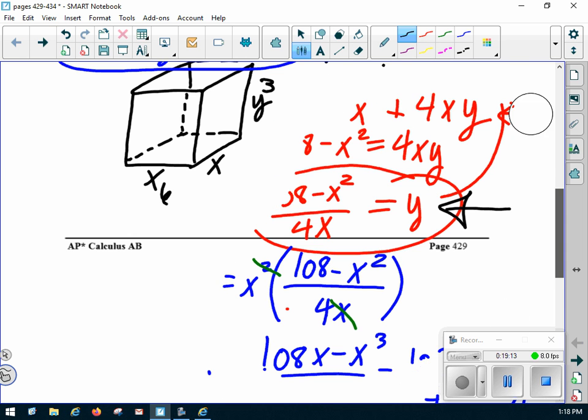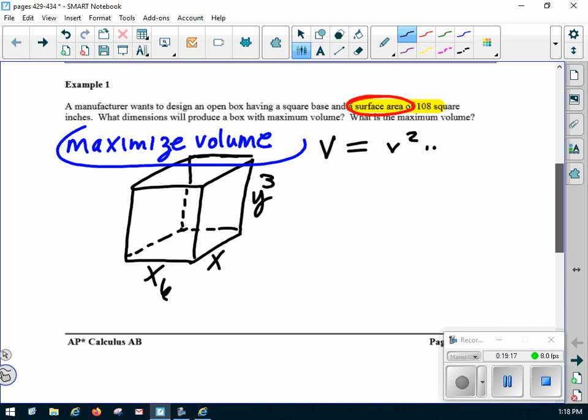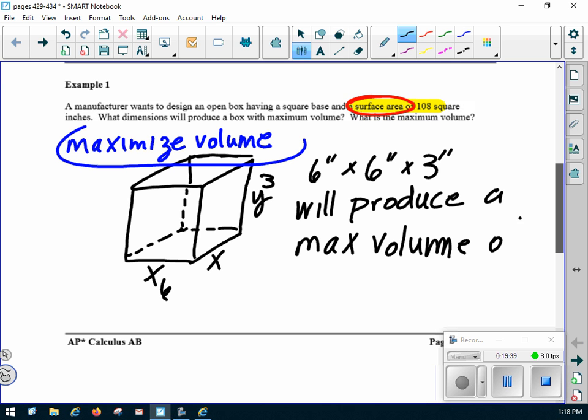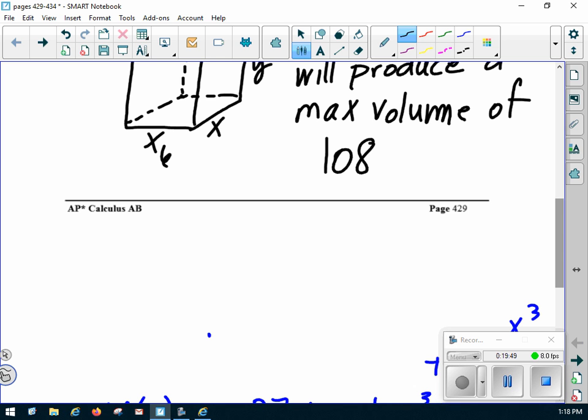I'm going to erase just because I'm tired of scrolling back and forth, but we're going to answer the questions. A 6 inch by 6 inch by 3 inch box will produce a maximum volume. And then it asks what is the maximum volume, in cubic inches. Coincidence. Pure coincidence.